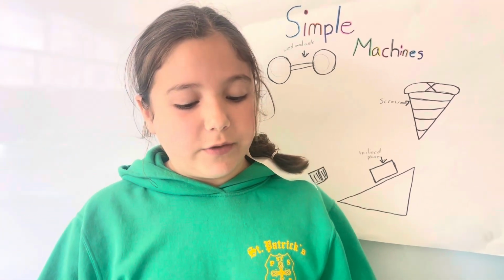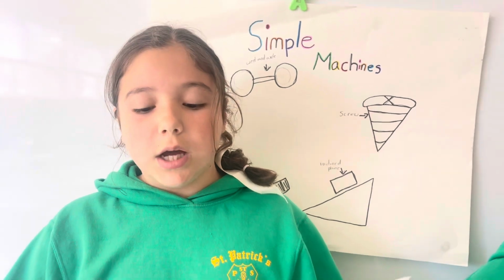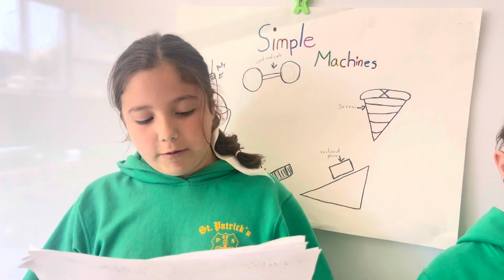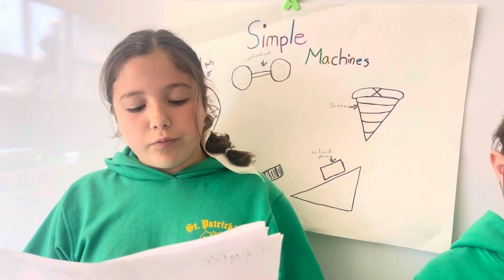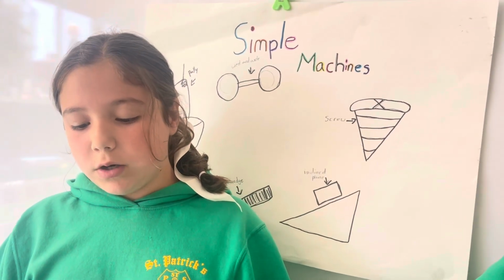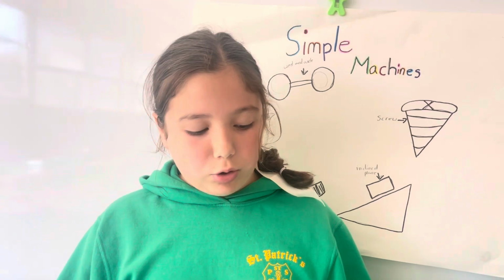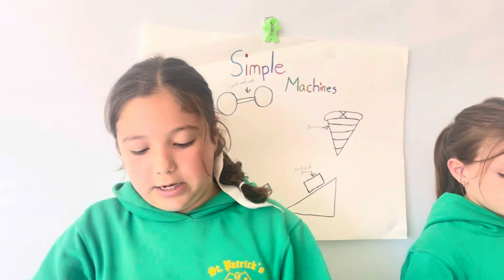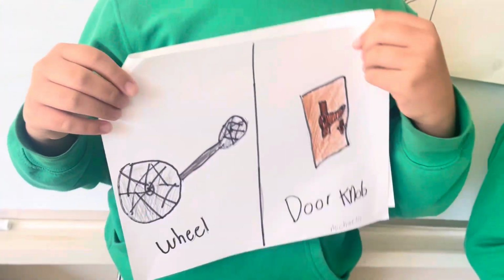Some examples of a wheel and axle are car tires, bicycles, Ferris wheels, electric fan, rotary phone, screwdriver, drill, wheelbarrow, doorknob, and more. Here are some examples of a wheel and axle: a wheel and a doorknob.